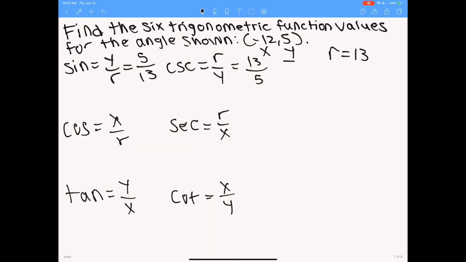Cosine, which is x over r, is -12 over 13. Secant is -13 over 12. Tangent would be -5 over 12. And cotangent would be -12 over 5. And that is how you find the 6 trigonometric function values if we're given an x-coordinate and a y-coordinate.